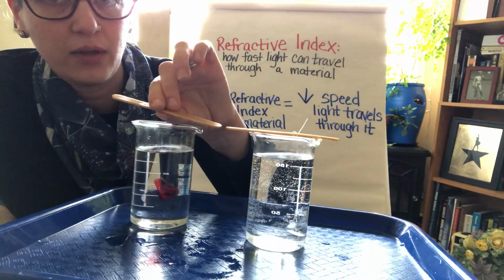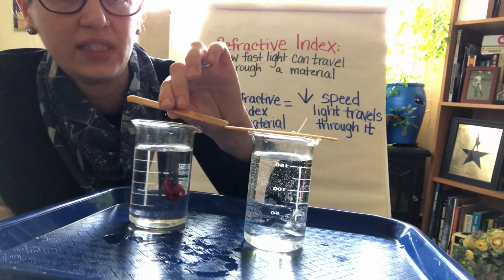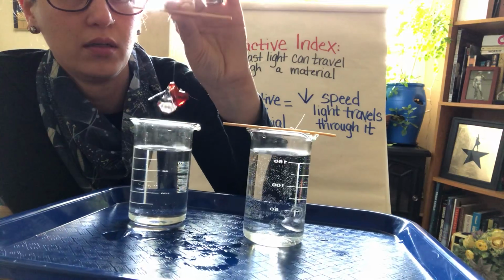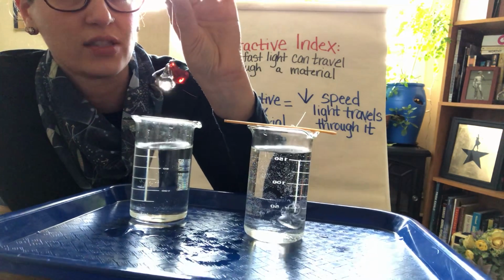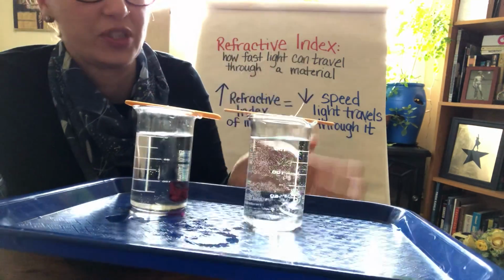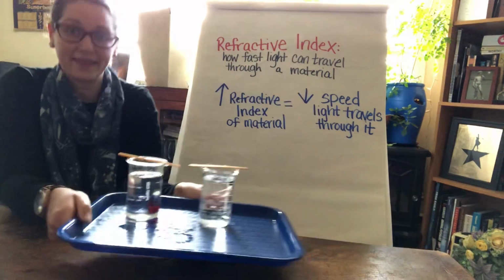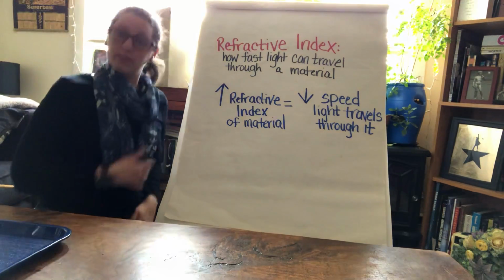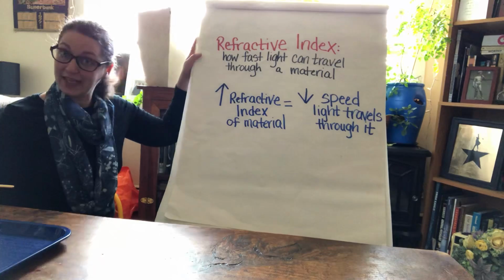When it's in the liquid, I only see the red one. But I pull it out and I see that there's actually two objects. One of them is hidden, or it's invisible to us. So what the heck is going on here? Well, friends, it has to do with something called refractive index.